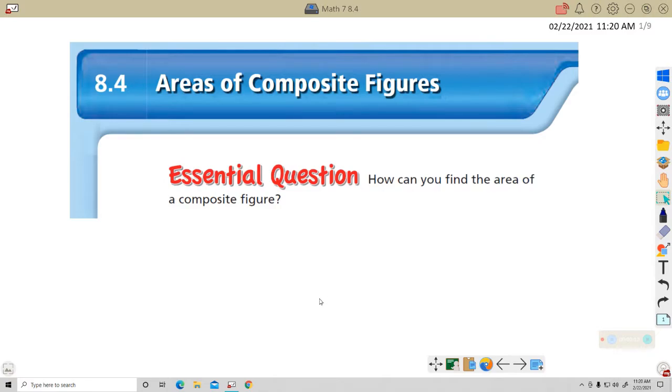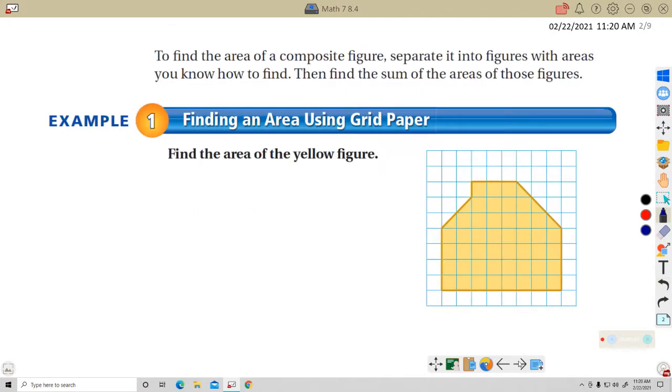A couple lessons ago we did composite figures, but we did the perimeters of composite figures, and we learned that composite figures were just figures made up of other shapes. Rectangles, triangles, what have you. They share a side, we put them together, we called it a composite figure. But now we want to find the area of a composite figure. And in some ways, I don't know if this is easier, it's kind of the same. Let's take a look here.